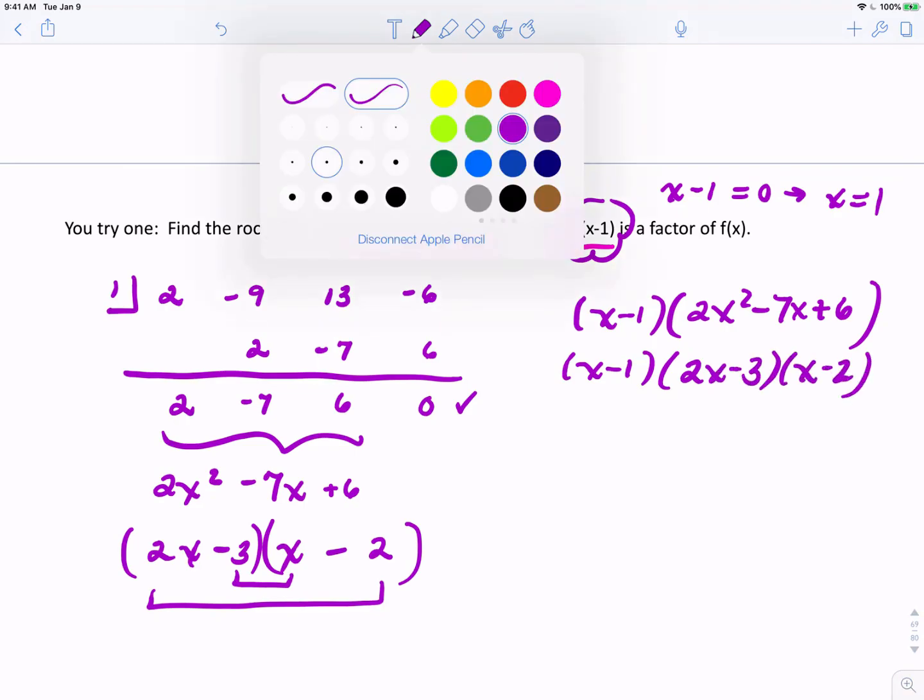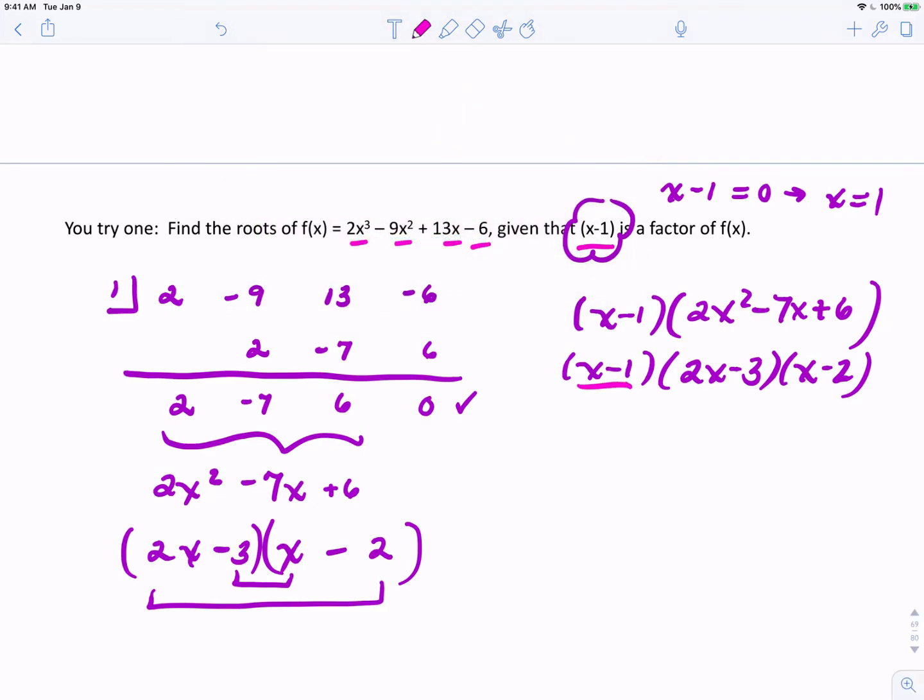So here we have our 1, 2, 3 factors, and you just make each of those equal to 0 and solve. So you would set up these 3 short equations and solve. 2 of them you can probably do in your head. One you might want to show your work just to be sure, but our roots would be 1, 3/2, and 2.